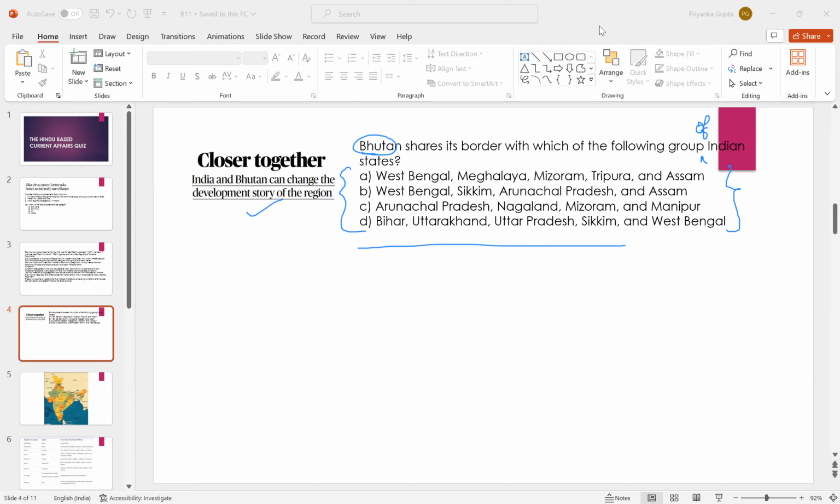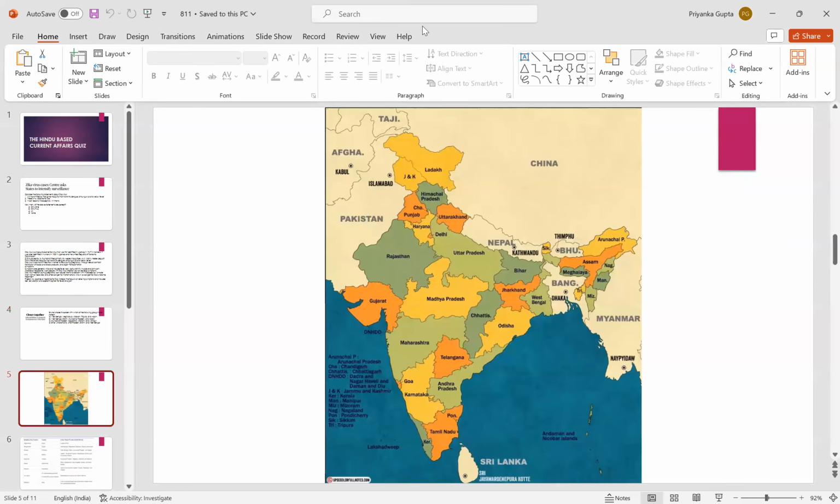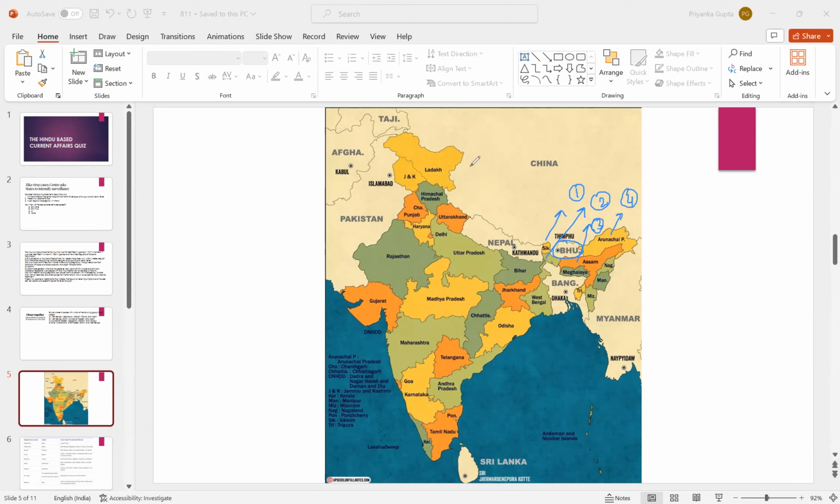In order to answer this question, we are going to have a detailed look at the map. All right. And we are going to focus on Bhutan. So we can see which are the Indian states. There's Sikkim. There is West Bengal. There is Assam. And finally, there's Arunachal Pradesh. So there are 4 Indian states: Sikkim, West Bengal, Assam, Arunachal Pradesh.